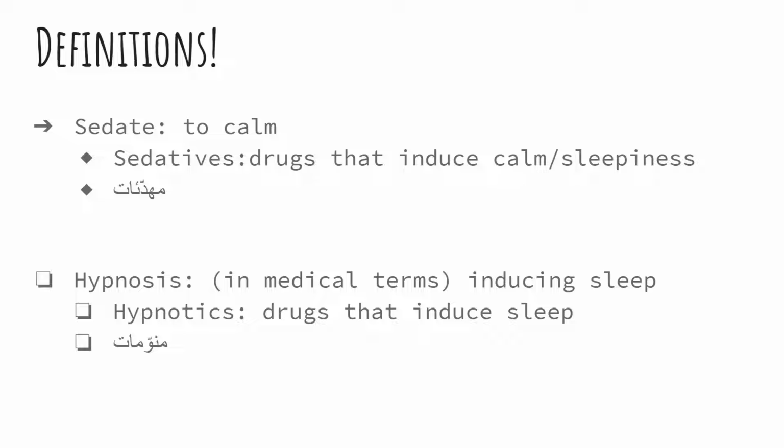Then when we talk about hypnosis, I'm sure most of us know, اللي هي التنويم المغناطيسي, something we see in magic shows a lot. ولكن in medical terms, it's completely different. ما لها دخل بالتنويم المغناطيسي. Hypnosis is just inducing sleep. اللي هي التنويم بس, تنويم حاف. فwhen we talk about hypnotics, these are drugs that induce sleep. فاللي هم احنا نسميهم المنومات.